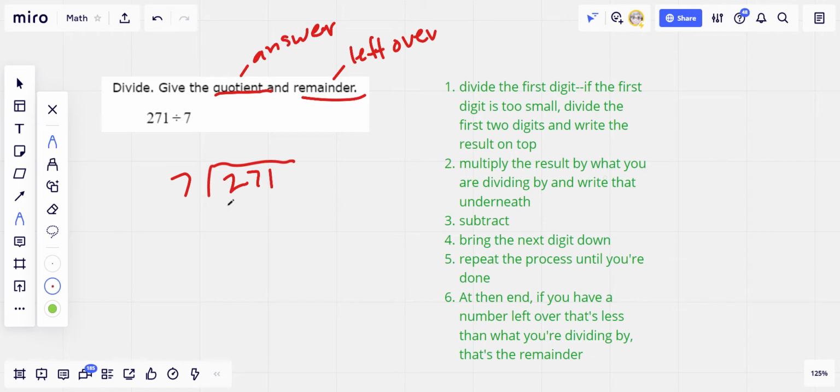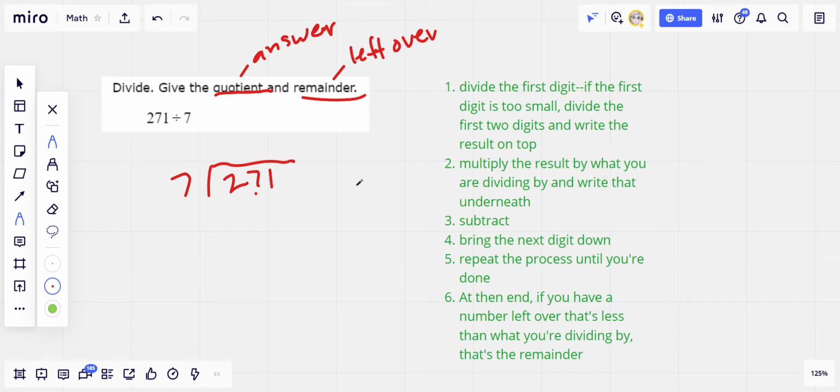The first step is to look at the first number here under the bracket and say, can I divide that by 7? And 2 is smaller than 7, so that's not going to work. So then we go to the next digit over, we take both those together, we have 27. So can we divide 27 by 7? And yeah, 27 is definitely bigger than 7, so some amount of 7s fit in there. What is 27 divided by 7? And I think for some people, this is the hardest part. What's that number we're going to put on the top here?